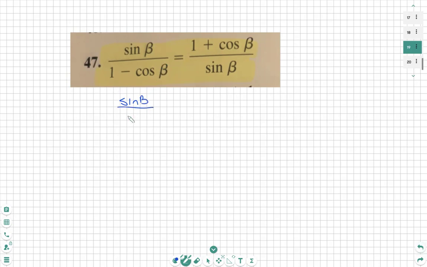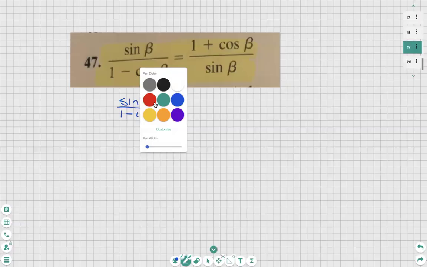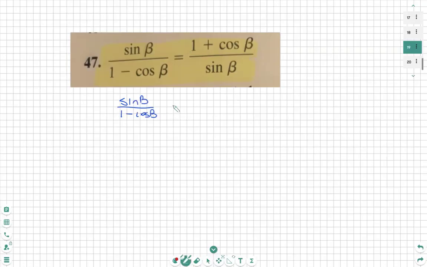Sine of B all over 1 minus cosine of B. Now, I see I need a 1 plus cosine of B on the numerator in my final answer. And one way I can do that is by multiplying the top and the bottom by what we call the conjugate. The conjugate is the same terms, but the opposite sign here. As you can see, a minus and a plus.